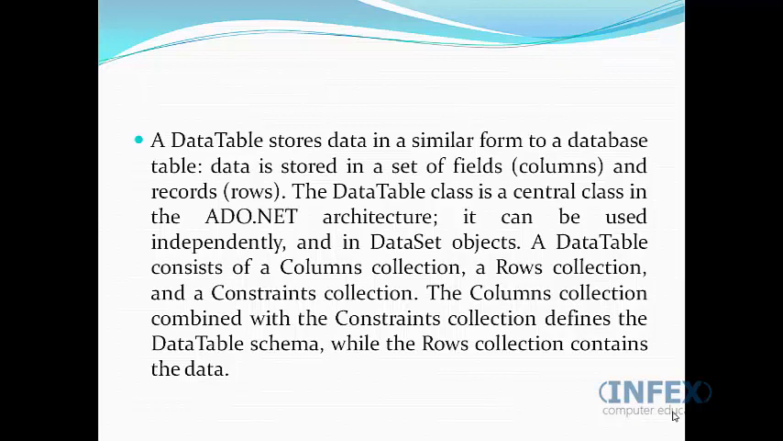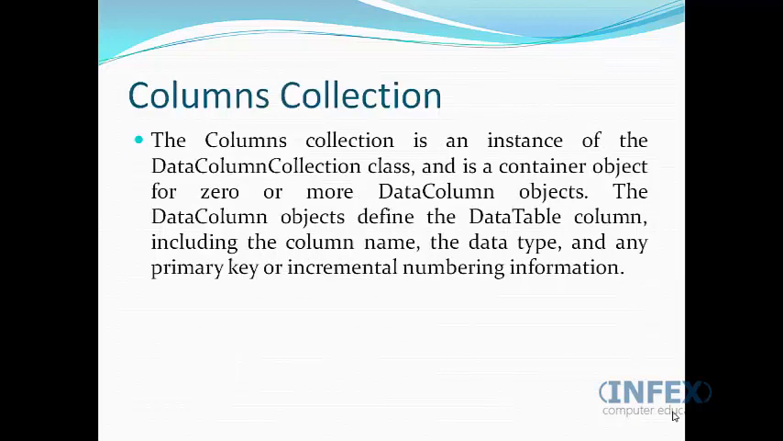A data table consists of a column collection, a row collection, and one more, a constraints collection. The column collection combined with the constraint collection defines the data table schema, while the row collection contains the data, which is similar to our database table. Now let's see first the column collection.